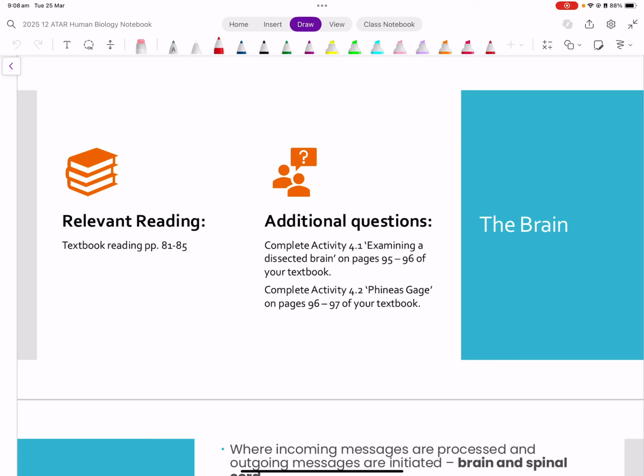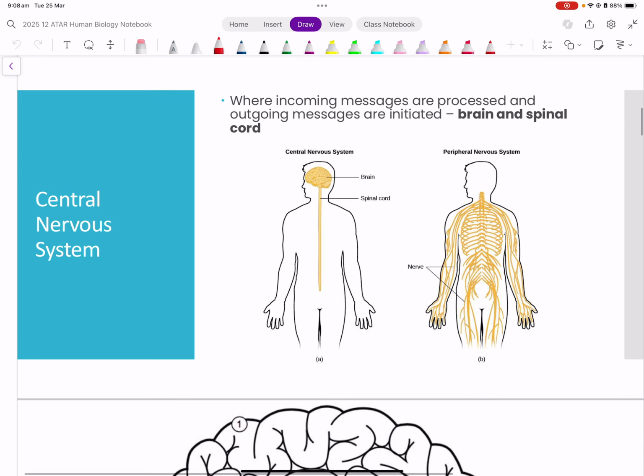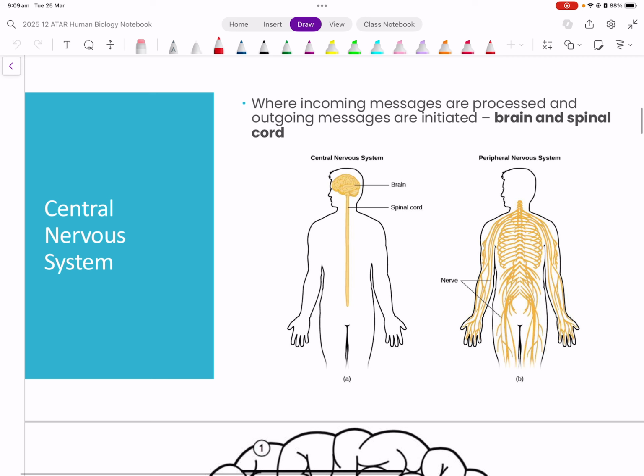In this lesson, we're going to take a look at the brain and some of the structures within the central nervous system. So to start us off, let's talk about the central nervous system generally. Basically, the central nervous system is the area of our body where we interpret messages and we send out messages, again, to initiate particular action.